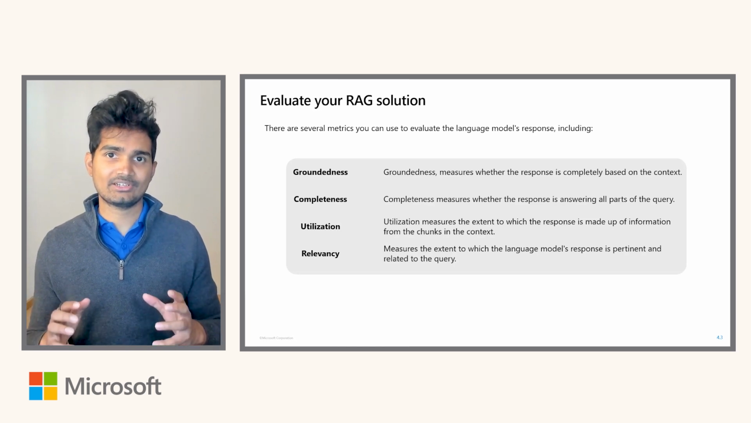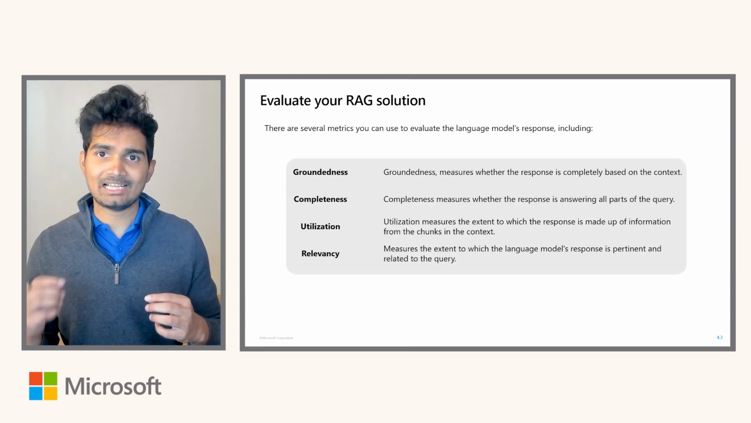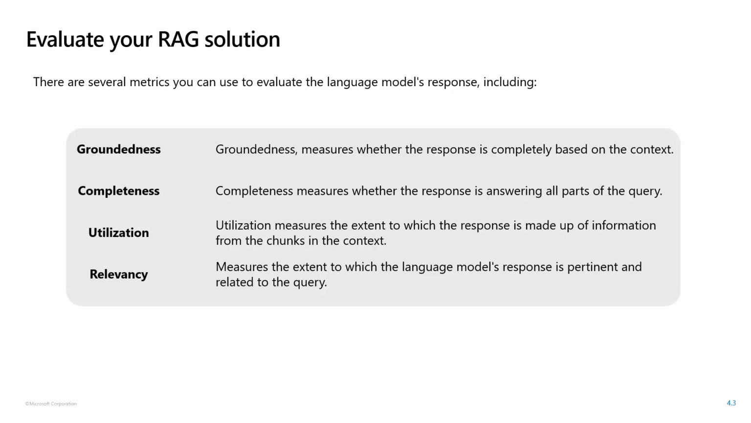It is important to evaluate your model's responses. You'll be tested on the following terminology: groundedness, which measures if the response is based entirely on the provided context, avoiding hallucinations. Completeness assesses whether the response addresses all parts of the query. Utilization evaluates how much of the response is derived from the context chunks. And relevance, which determines how pertinent the response is to the query.